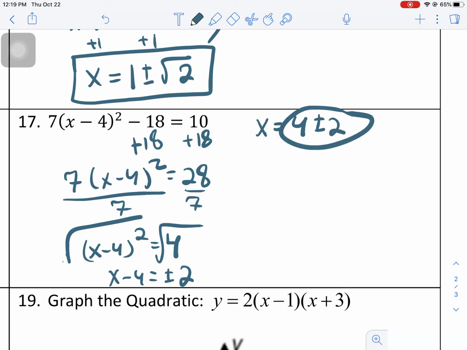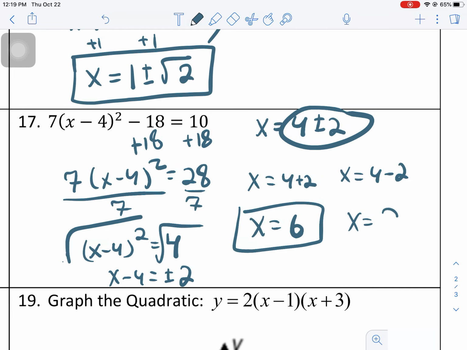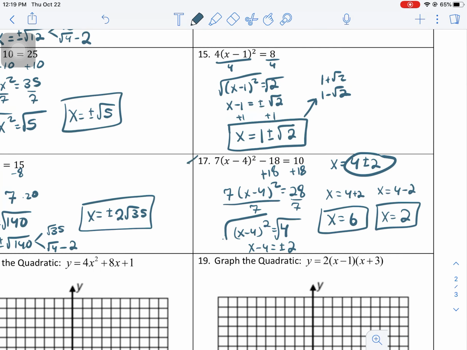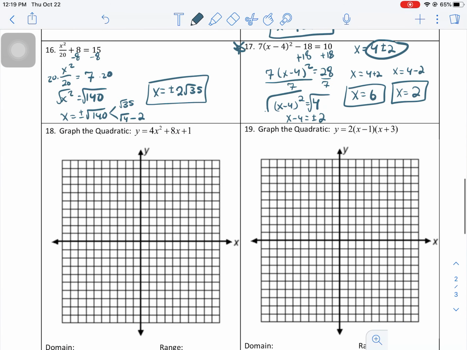This is where we need to keep going. So x is equal to 4 plus 2, x is equal to 4 minus 2. So x equals 6, and x also equals positive 2. So 17 is kind of a special one where we actually get 2 solutions.